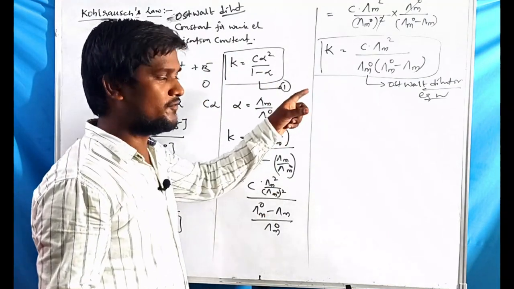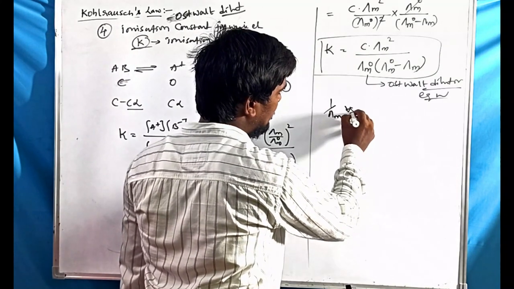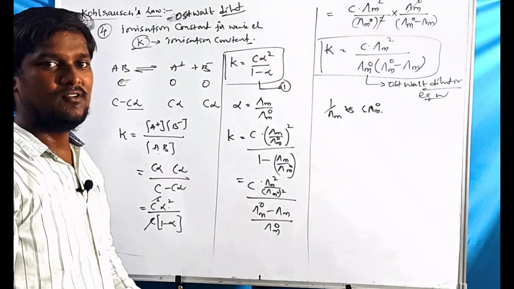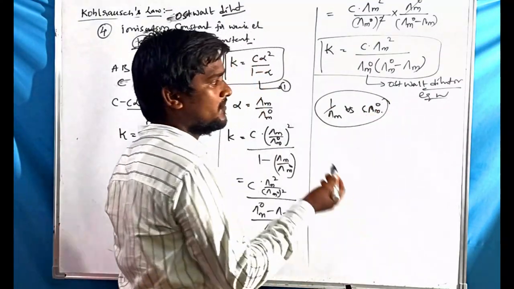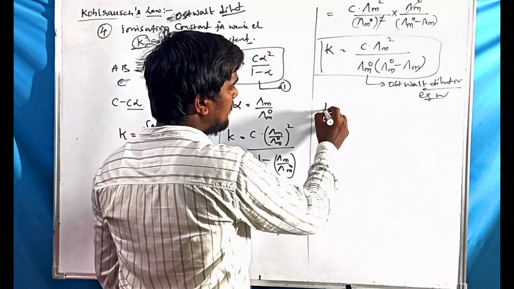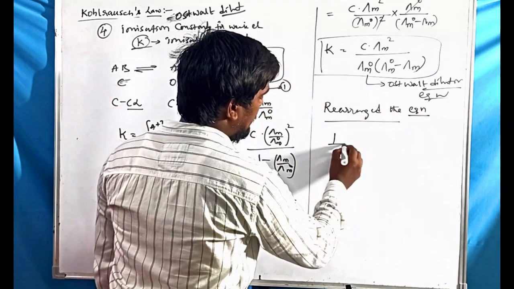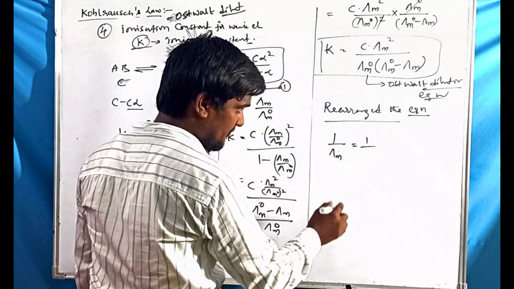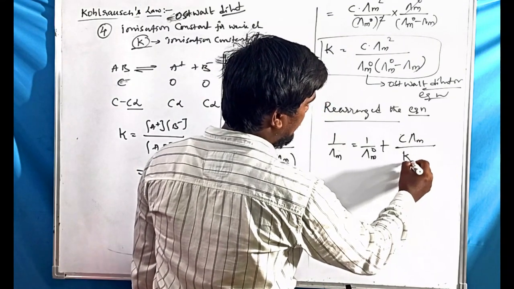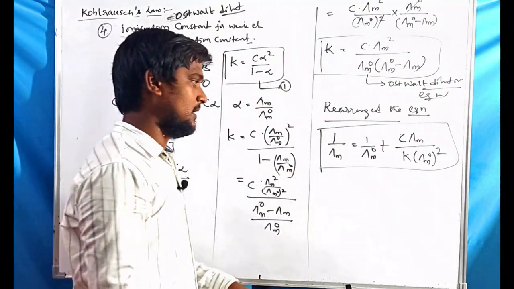Whenever we rearrange this equation, we can plot a graph of 1 by lambda m versus C lambda m, that is, 1 by lambda m into C lambda m. We will get a straight line, which is nothing but the Ostwald dilution graph. Now let us rearrange the equation. We get 1 by lambda m is equal to 1 by lambda m naught plus C lambda m by K into lambda m naught square.